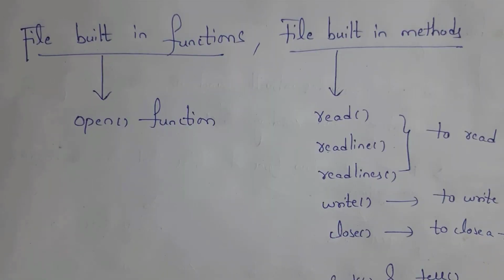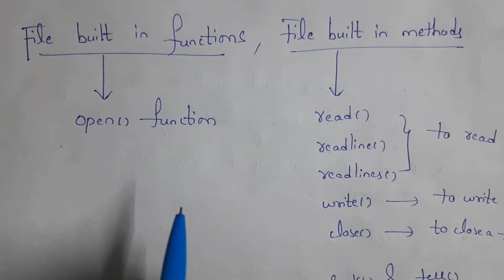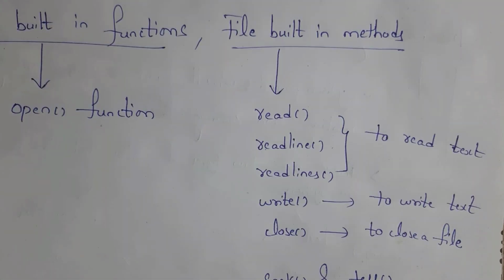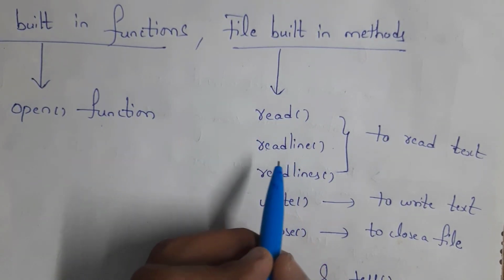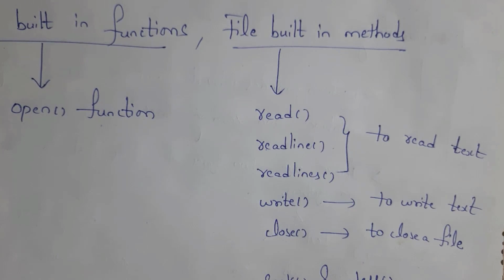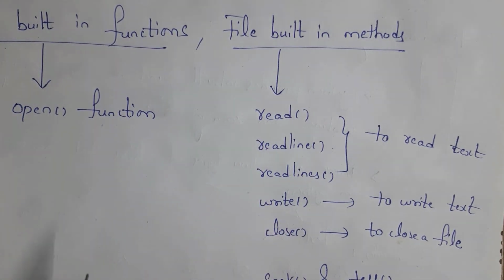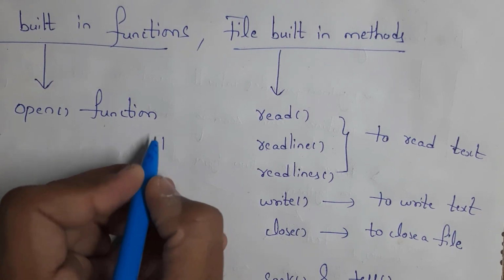Next, I will explain file built-in functions and file built-in methods. There is only one file built-in function, that is the open function. By using the open function, we can open our file. Next, I will explain file built-in methods. There are various file built-in methods. First one is the read method, second one is the readline method and third one is the readlines method. By using these three methods, we can read text data, that is, whatever data is present in a text file, we can see that data in my Python terminal. For example, there is one text file.